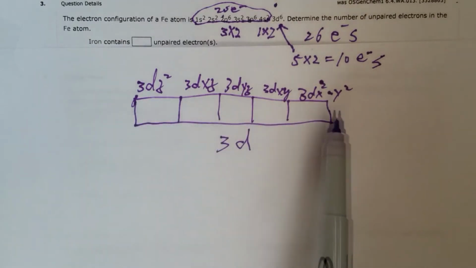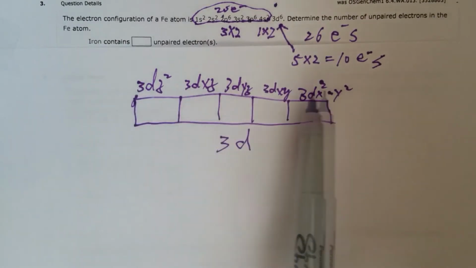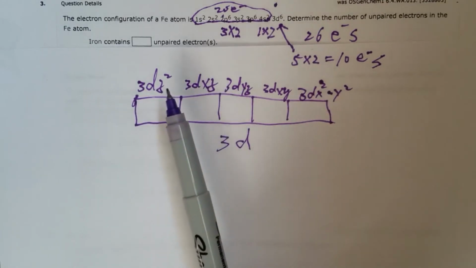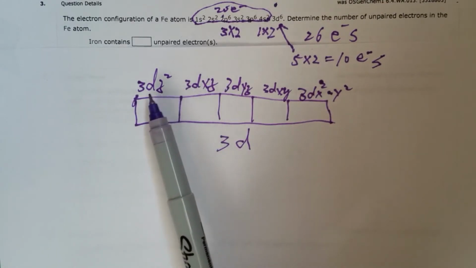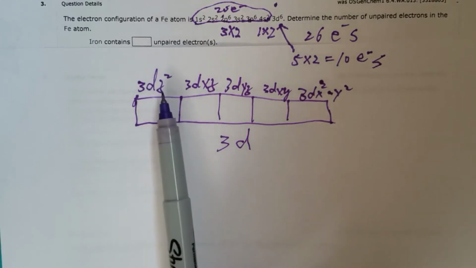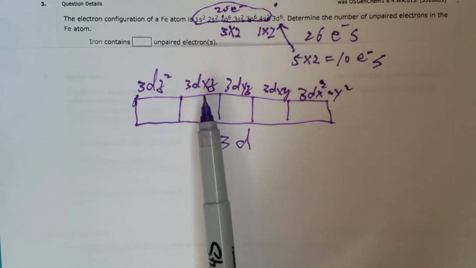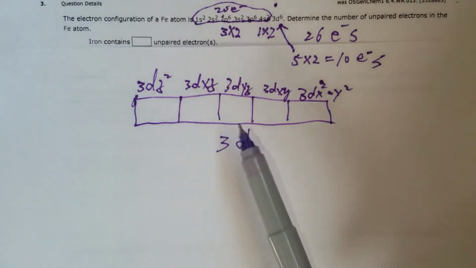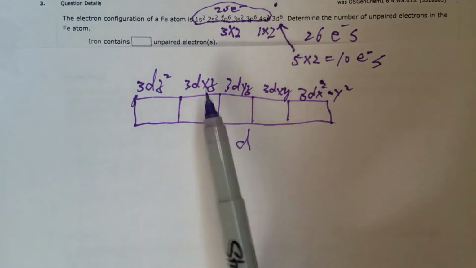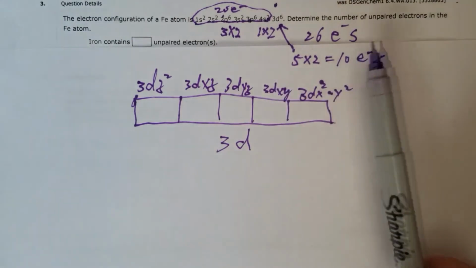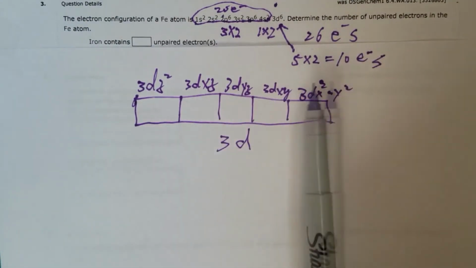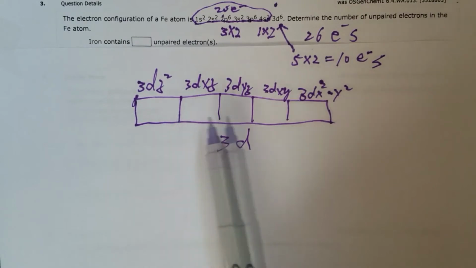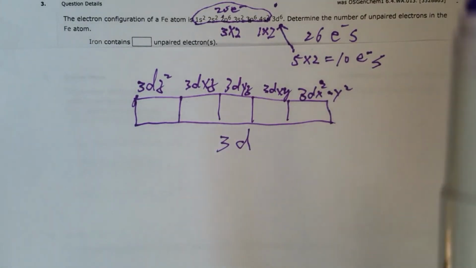They should have the same energy. The only difference between them is the 3-dimensional orientation. The dz2 is along the z-axis, and dxz has its orientation along the xz plane, and so on. But in order to solve this problem, you don't need to know all of this. What you need to know is that there are 5 3d orbitals, and you also need to know Hund's rule.